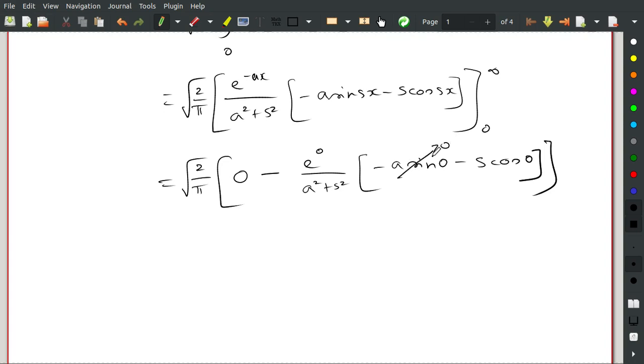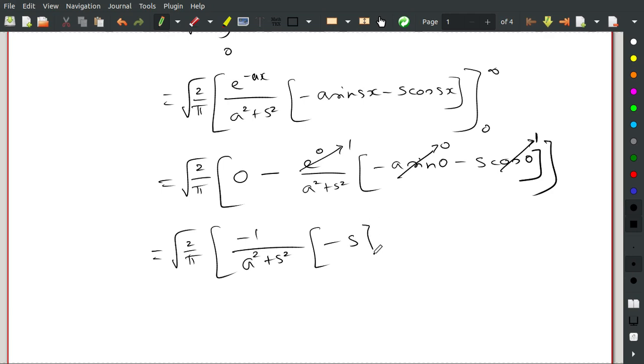And this is 0, so we have root 2 by pi, and e power 0 is 1, therefore we have minus 1 divided by a square plus s square of minus cos 0, which is 1, therefore we have minus s. Therefore it is root 2 by pi times s divided by a square plus s square. Okay, so this is the Fourier sine transform.